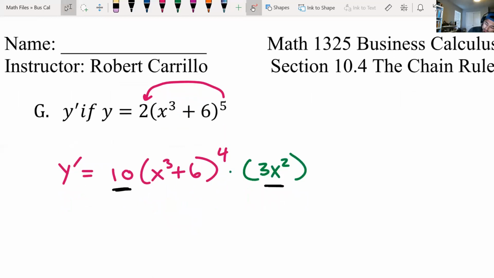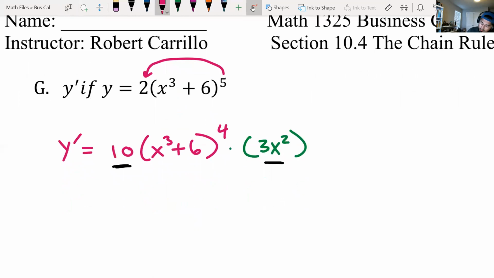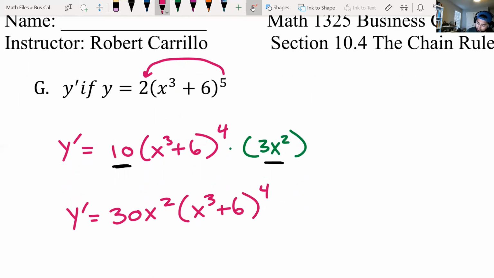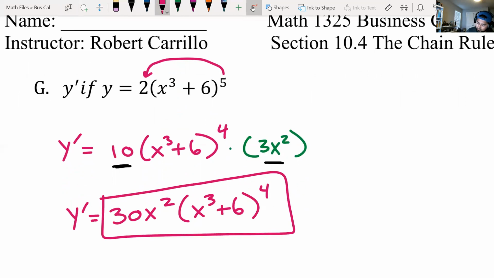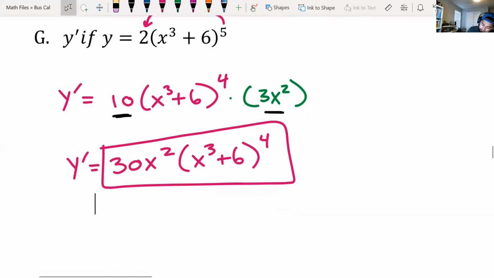Combine 10 and the 3x squared, and 30x squared times (x cubed plus 6) to the 4th. There it is. And that one was easy.